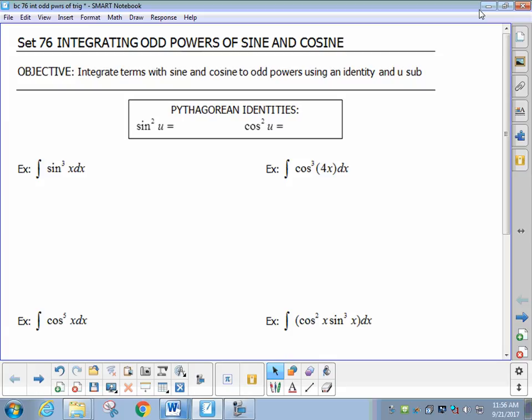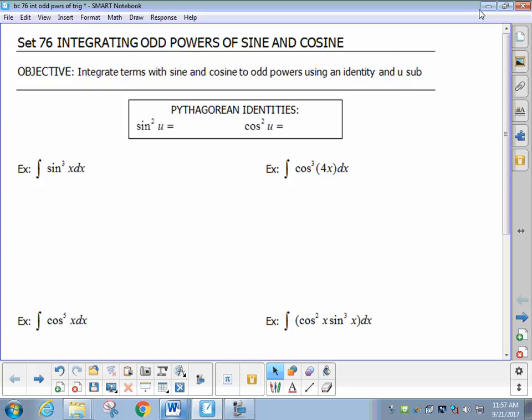Rather than do two separate papers, I just thought I'd put them together. I'm just going to do the front. It won't take very long, the set 76 piece, and then just hang on to this paper so that when we get to set 83, you can just use the back side. In terms of notes, in a notebook, you'd want these two together. Okay? All right.